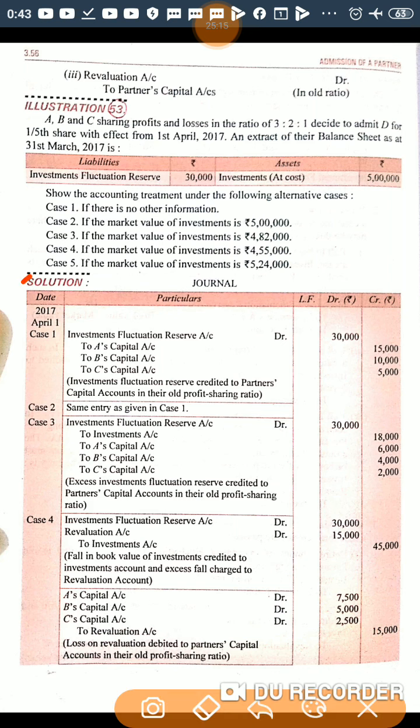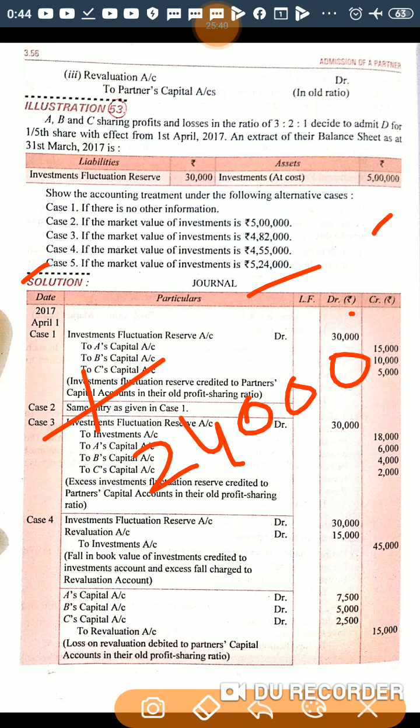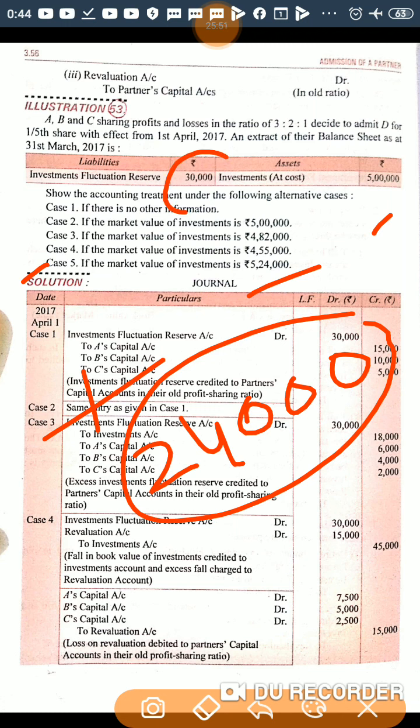Now the last case. If the market value of investment is 5,24,000, so the book value is 5 lakh and the market price is 5,24,000. It means there is a fluctuation, but this fluctuation is a positive one. The investment price has appreciated by 24,000. So this is an income, a profit for the business, because the investment price has increased. There is no negative fluctuation, so this 30,000 will be distributed among the old partners in their old ratio, and this 24,000, which is an income for the business, will also be credited to the old partners in their old ratio.